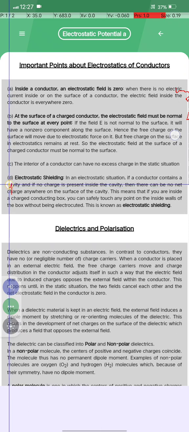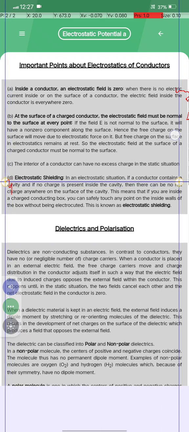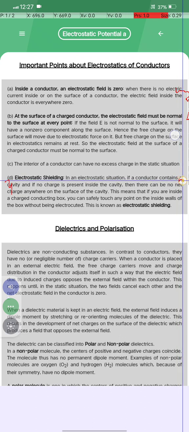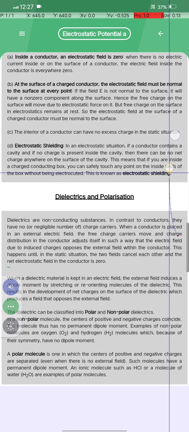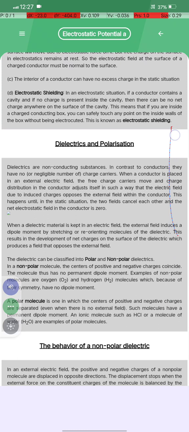Now, what is electrostatic shielding? In an electrostatic situation, if a conductor contains a cavity and if no charge is present inside the cavity, there can be no net charge anywhere on the surface of the cavity. This means that if you are inside a charged conducting box, you can safely touch any point on the side wall of the box without being electrocuted, okay, and this is known as electrostatic shielding. So there is no difficulty in electrostatic shielding. Now let us move ahead.